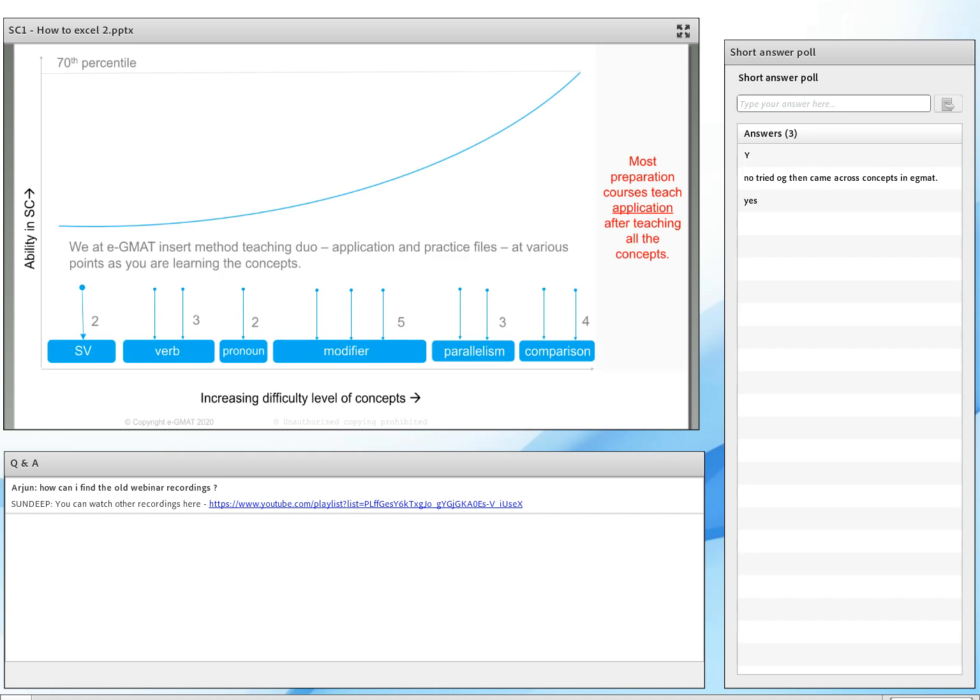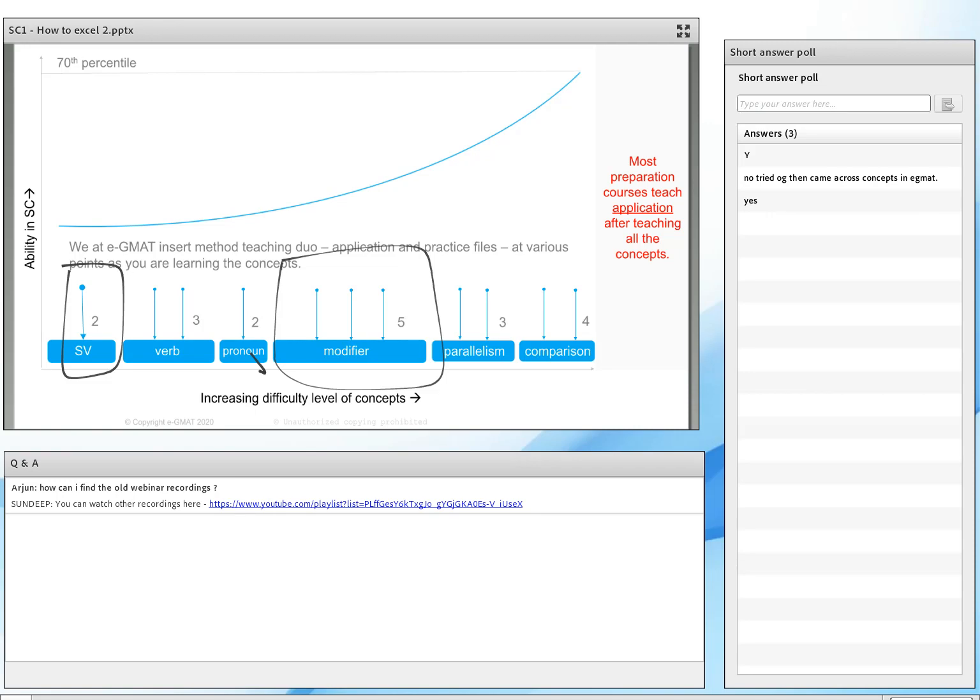At e-GMAT, we teach you application 23 times while you are in stage one and give you feedback on how well you're applying those concepts. And for us, that integrated approach is very important. For example, when you do subject verb in stage one, you learn application twice. When you do modifiers, you learn application 5 times.